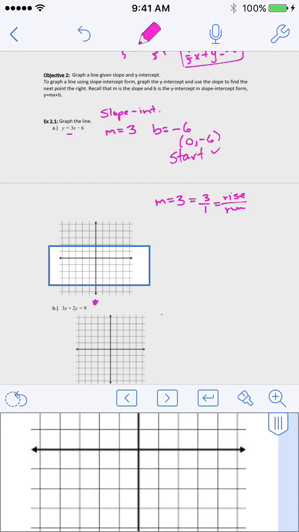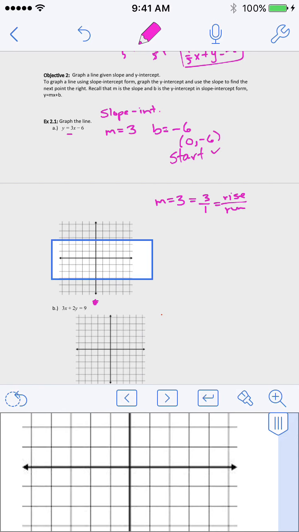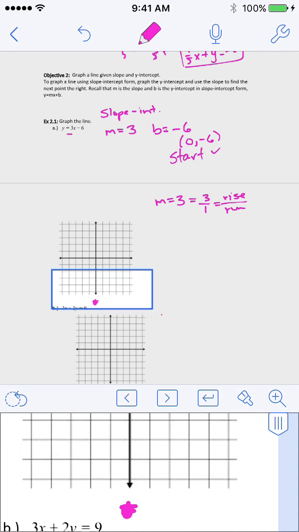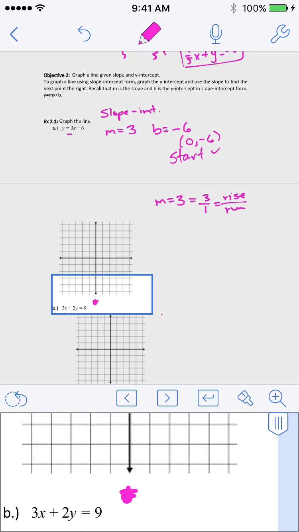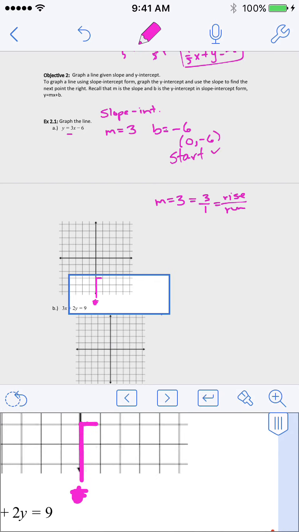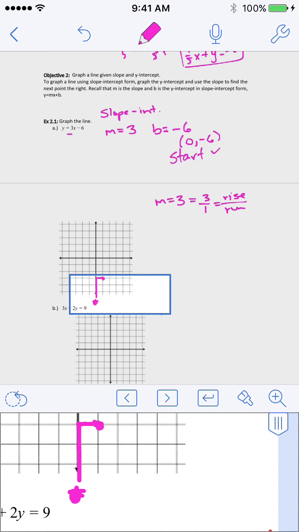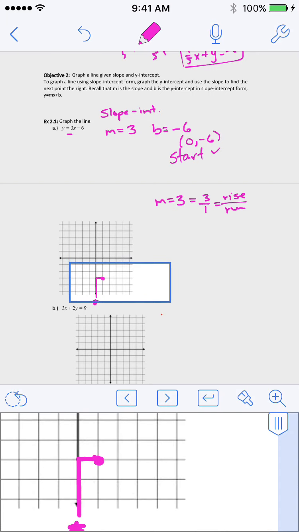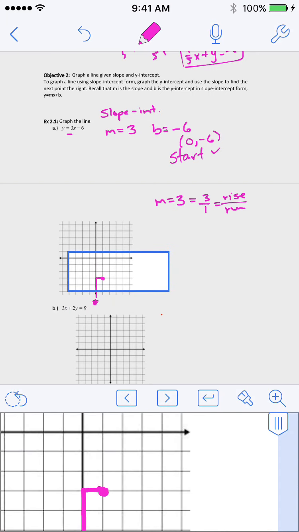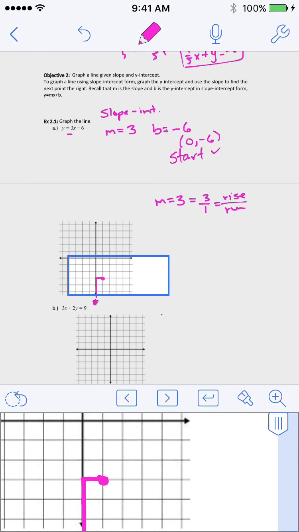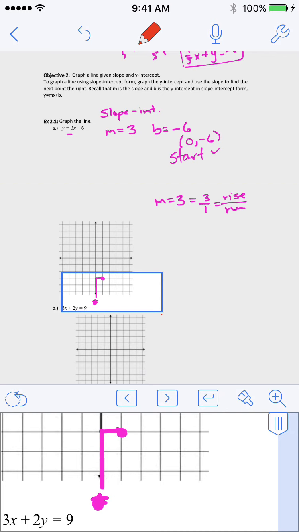And once again, we're not going to start from 0, 0, because that is not on our line, right? Our starting point is down there at 0, 6. So we'll go up 3, over 1. We get our second point right here at negative 3, 1. And then we'll connect the dots.